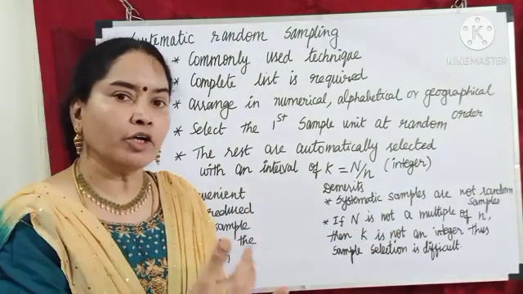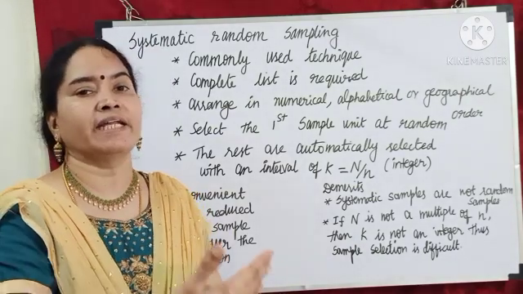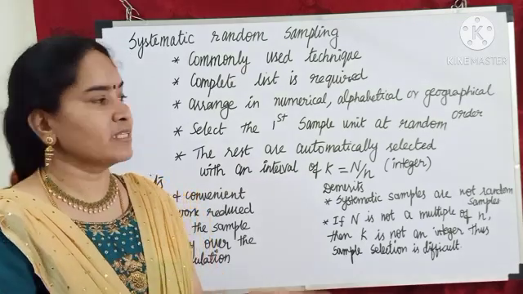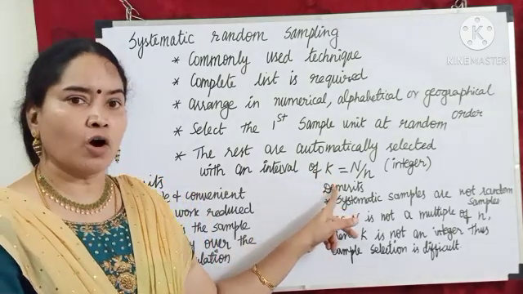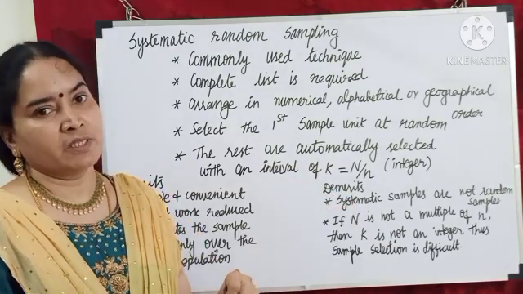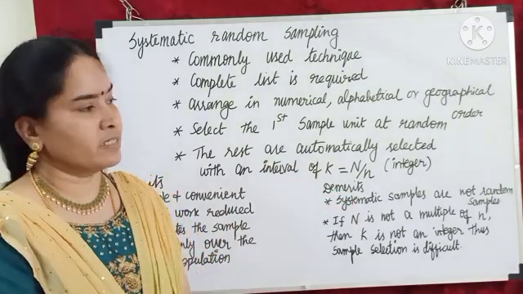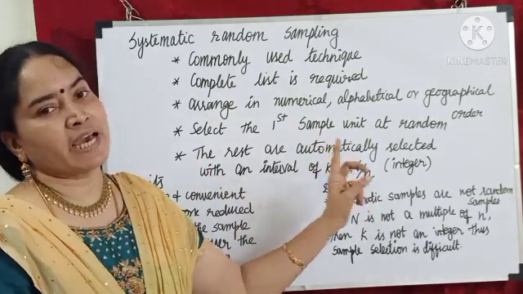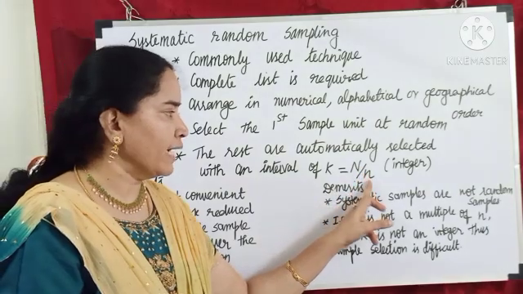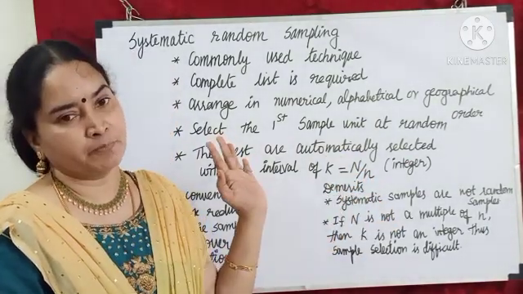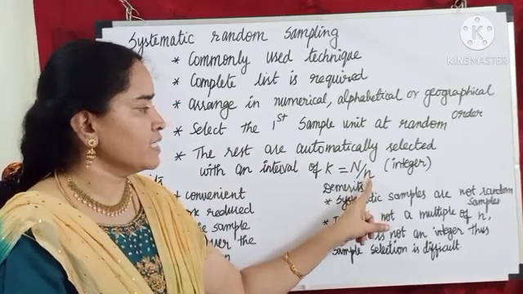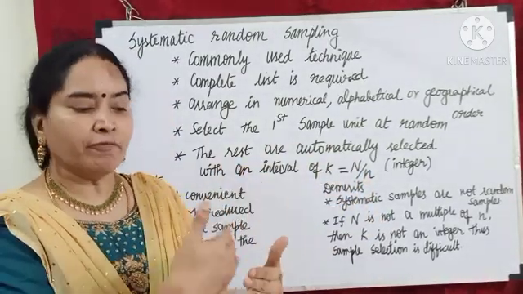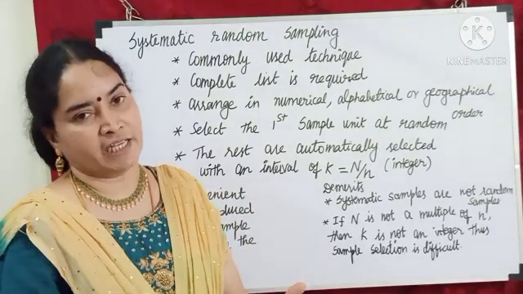How do we select it automatically? What I told you, every 10th term or every 50th person, that is called K, where K we call sampling interval. That interval, how do we find it? Capital N by small n. Capital N stands for the size of the population and small n stands for the size of the sample. So divide the population size by sample size, I get an integer K. So every kth item is selected.